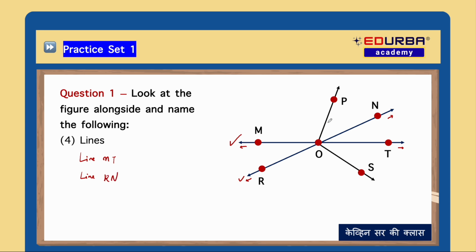But this is not a line, this is a ray. It doesn't have an arrow in the other direction. Similarly, this is also not a line because it doesn't have an arrow in the other direction. So we have only 2 lines here, line MT and line RN. So this solves our question number 1.